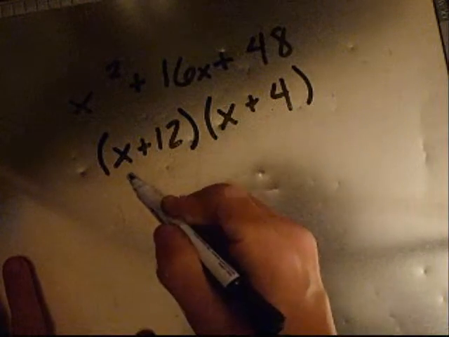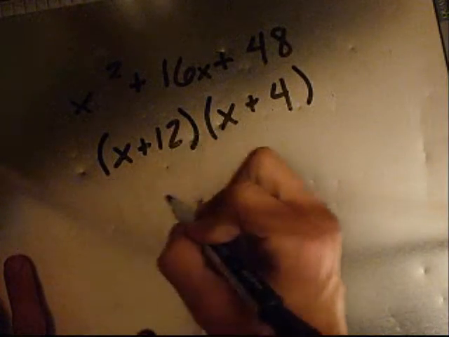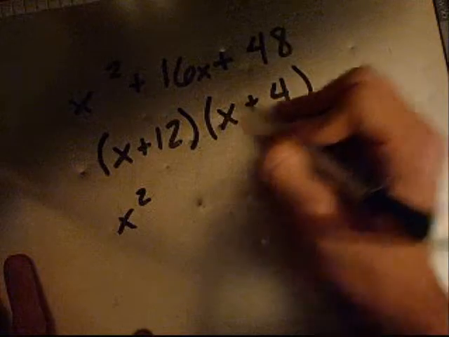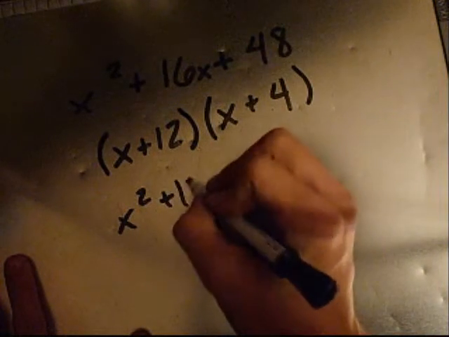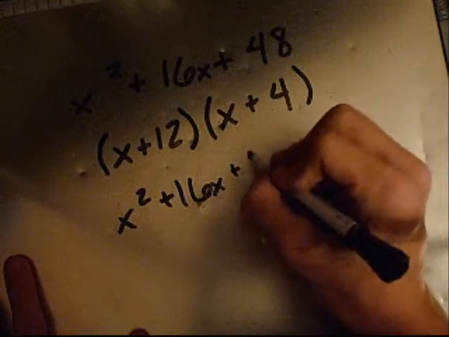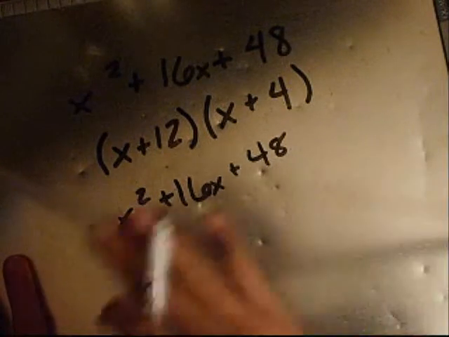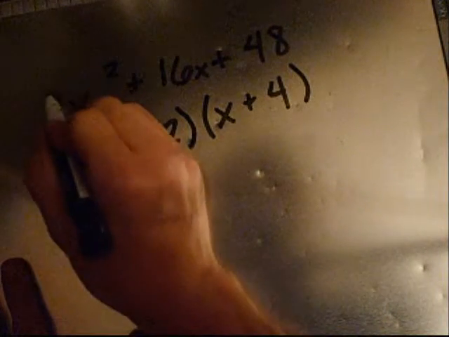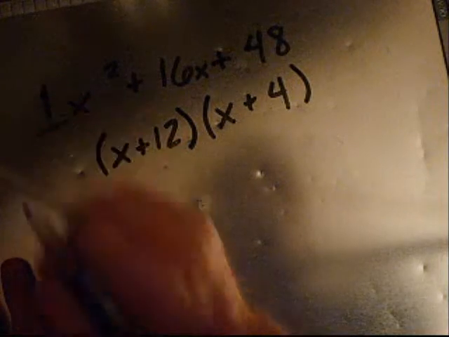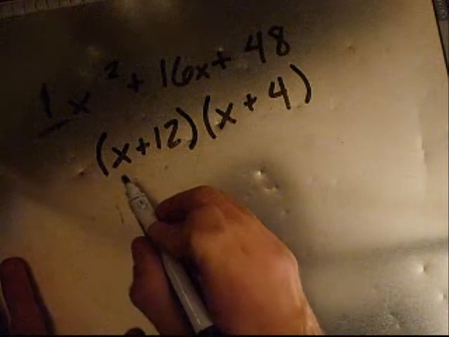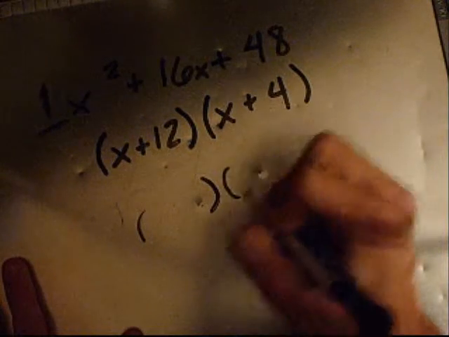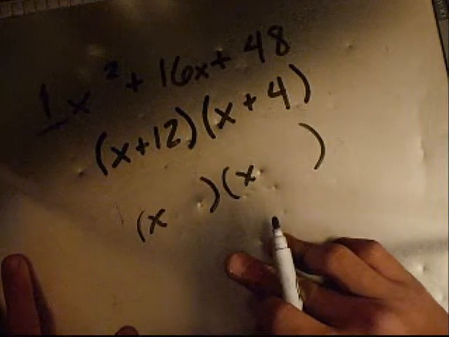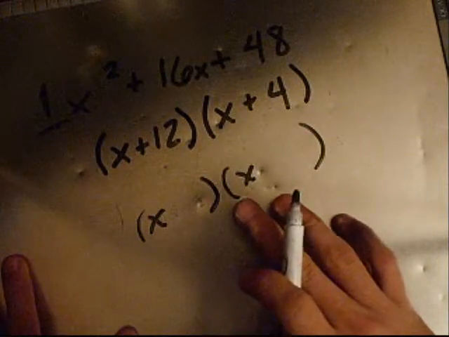So, I'll show you how I got these in just a second, but if I distribute these, then I would get x squared, and then I would get a 12x, and then I would get a 4x, which would make a 16x, and then 12 times 4 equals 48. So, that would come out to the original polynomial that I had. So now I'll show you how I got this. Since the coefficient is still known as 1, then it would obviously be known that I need to put an x to begin with on both sides. I'll explain to you why this is later.